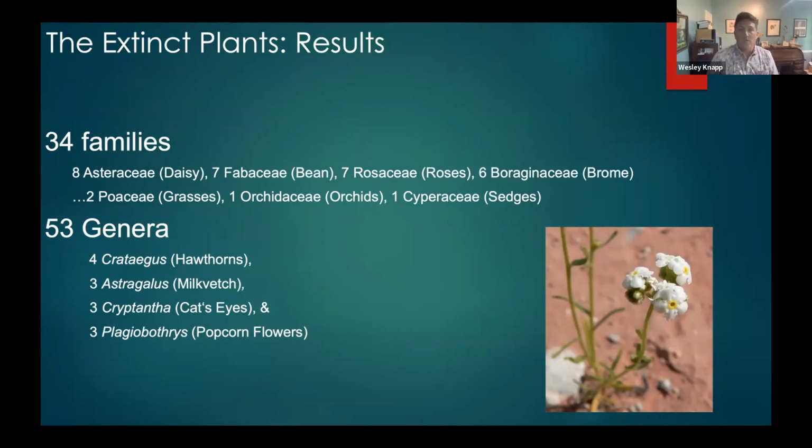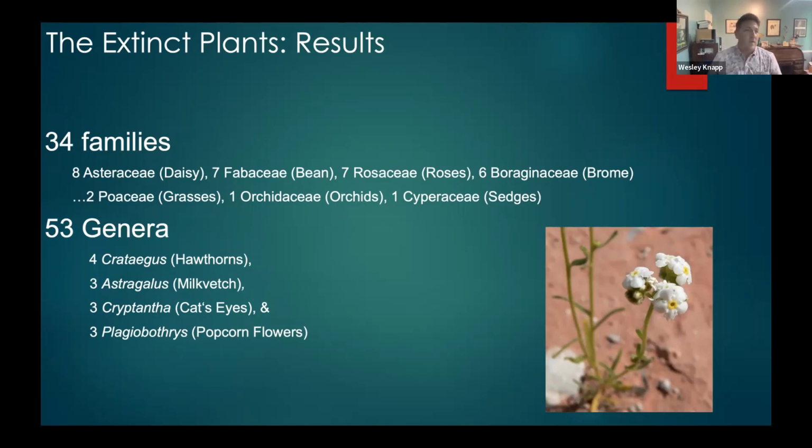Also, we only had 1 orchid, which is a bit surprising. But I'll also want to point out we had 53 genera. And of those, we had Crataegus as a big loser, and there's a lot of taxonomic uncertainty in Crataegus. This could be a very low number. A lot of names exist in the literature. Then we had 3 Astragalus, 3 Cryptantha, and 3 Plagiobothris.